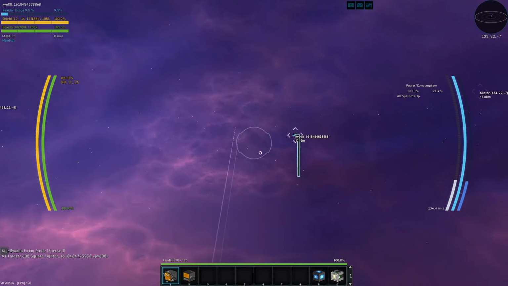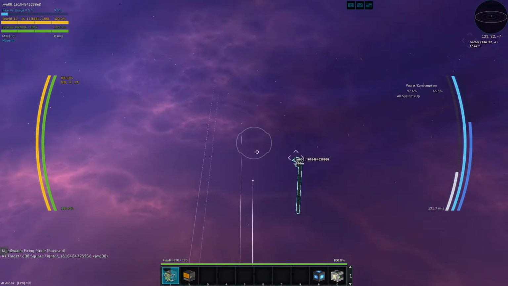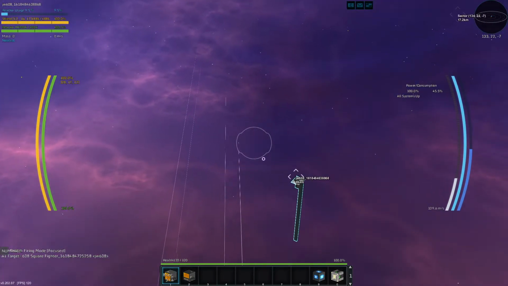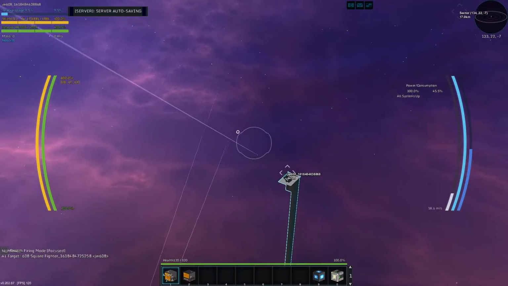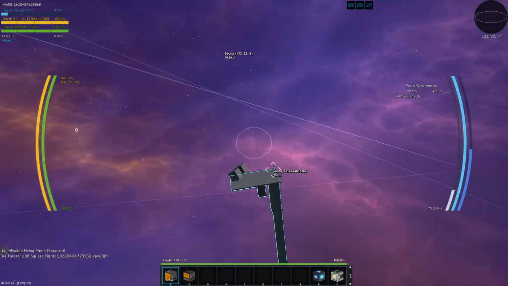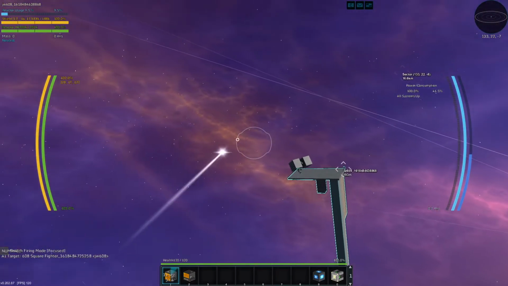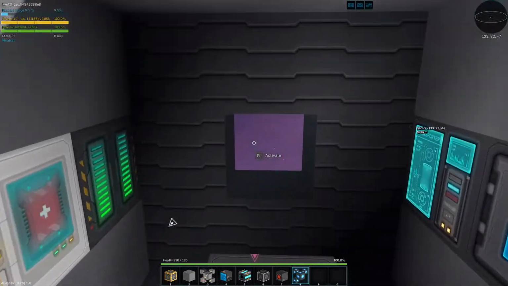Why are we not firing? What's wrong with you? All right, hold up. Getting AMS to fire at things is not always the easiest. Why are you pointing down? The missile's over there. Why are you moving so slow?